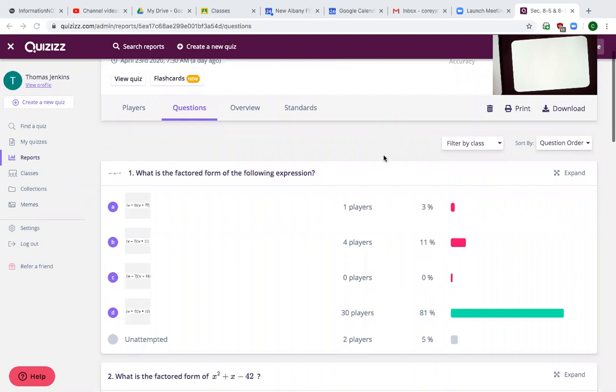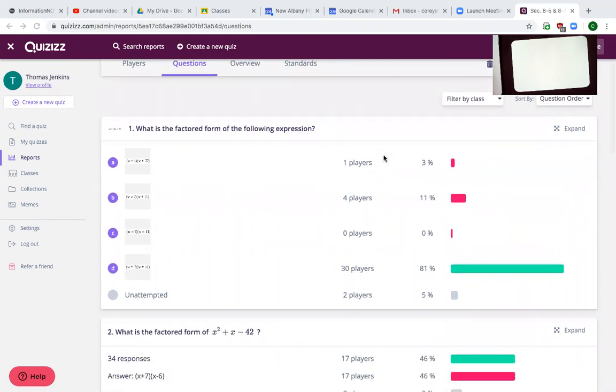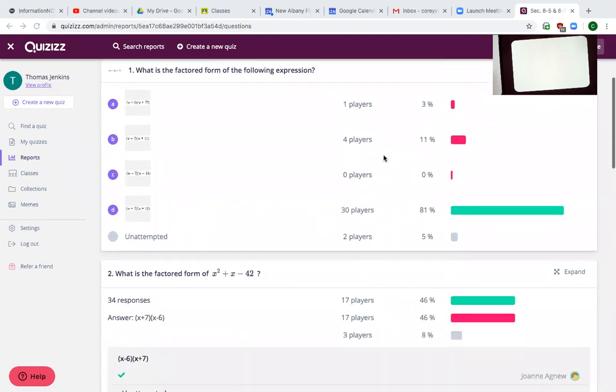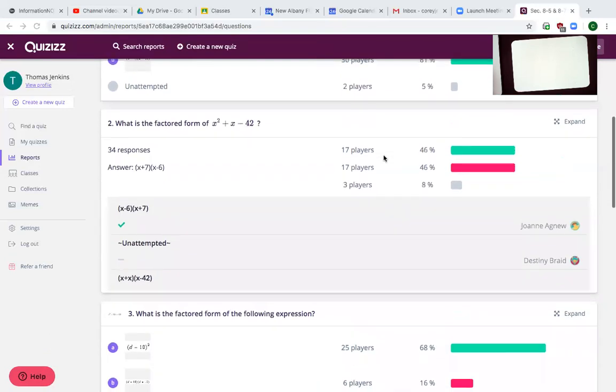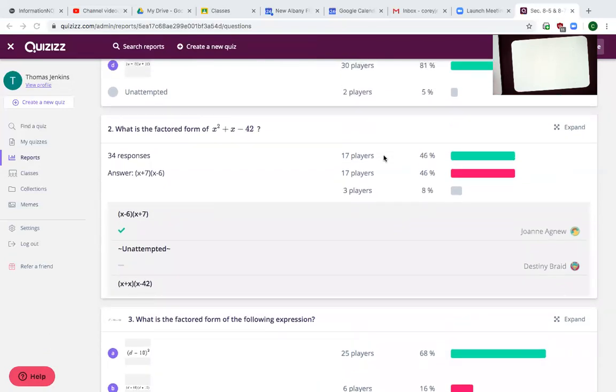As you can see, number one, 81% of people got it right, so I won't go over that one. Number two was one of the free response questions. It looks like it was about half and half on how many people got it right or wrong. So let's go over it.